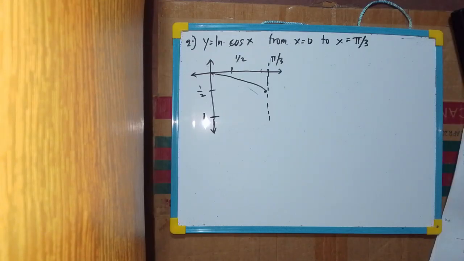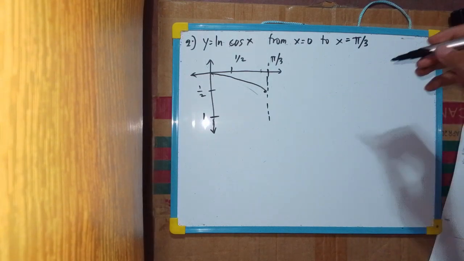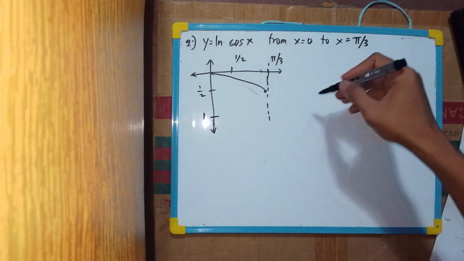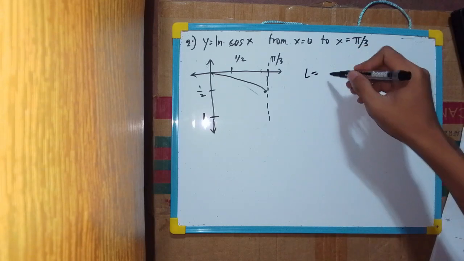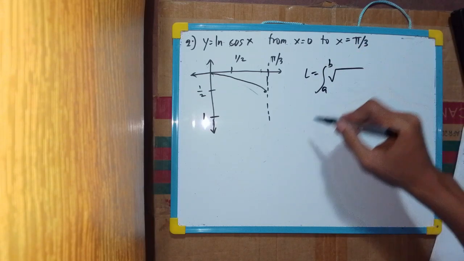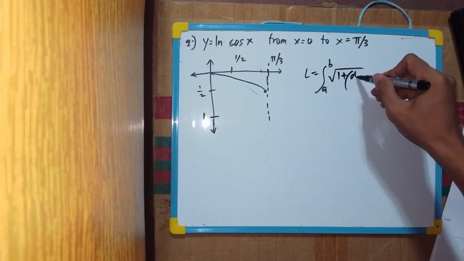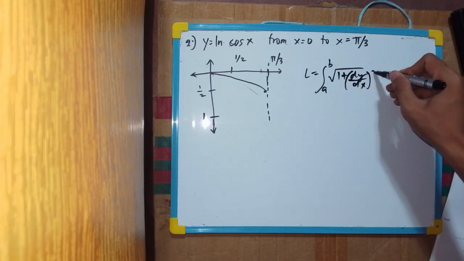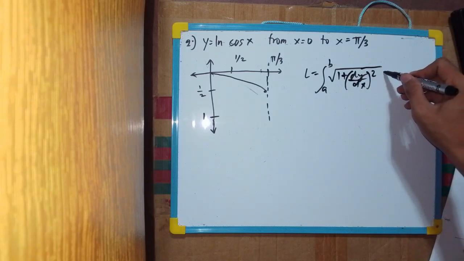This problem wants us to find the length of the arc of the following curve. So we are going to use the formula for finding the length of an arc. So length is equal to the integral of the square root of 1 plus (dy over dx) squared dx.